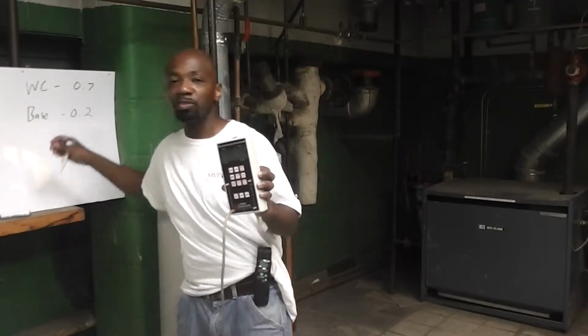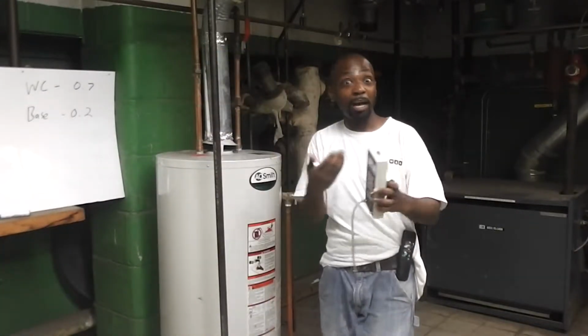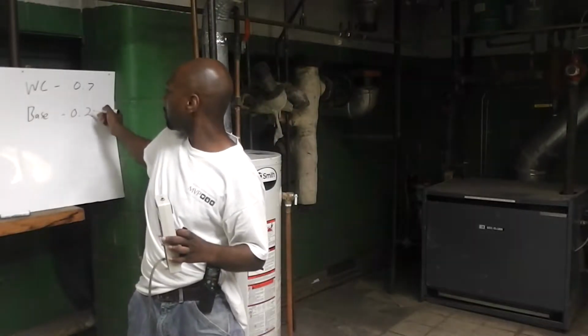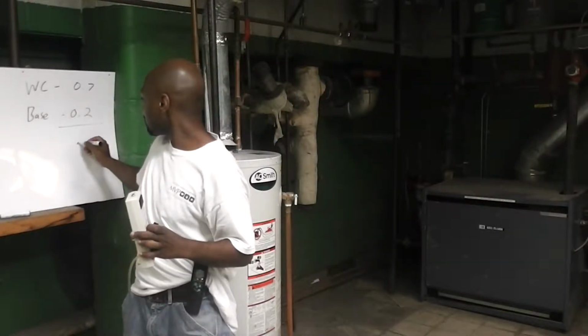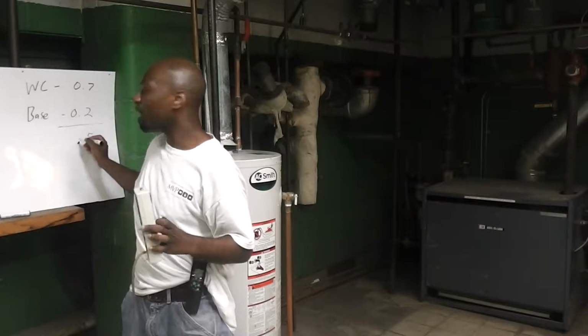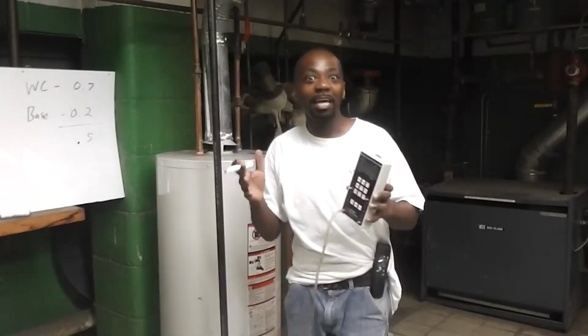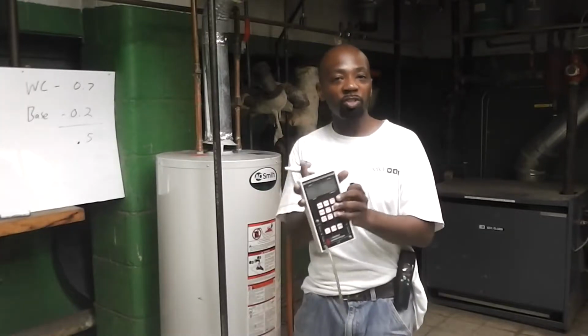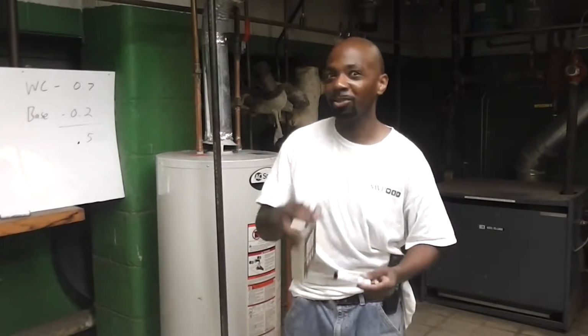My worst case is 0.7 and my base was 0.2. I want to figure out by how much it changed. So 0.7 minus 0.2, that difference is 0.5 pascals. So what does that mean? To figure out if this is good or bad, I need to refer to a chart in the BPI standards. Let's see what that chart says.